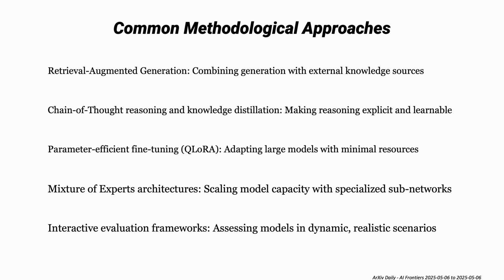Chain-of-thought reasoning and knowledge distillation involve training models to generate step-by-step reasoning paths or to learn from the outputs of more capable teacher models. Parameter-efficient fine-tuning techniques, particularly quantized low-rank adaptation, QLoRA, allow large pre-trained models to be adapted to specific tasks or domains with minimal computational resources. Mixture of experts architectures involve training specialized expert networks that each handle different aspects of the input, with a routing mechanism determining which experts to activate for a given input. Finally, interactive evaluation frameworks go beyond traditional static benchmarks to simulate real-world interactions and provide feedback for model improvement.